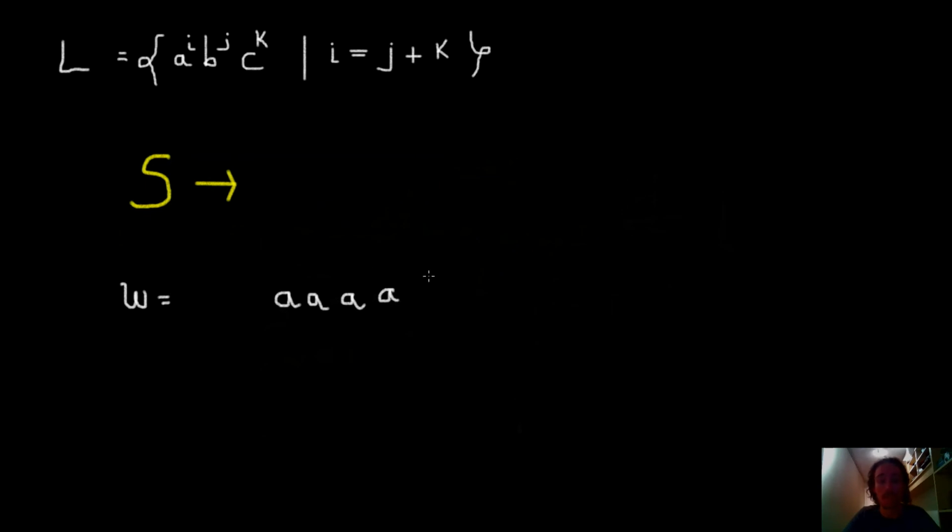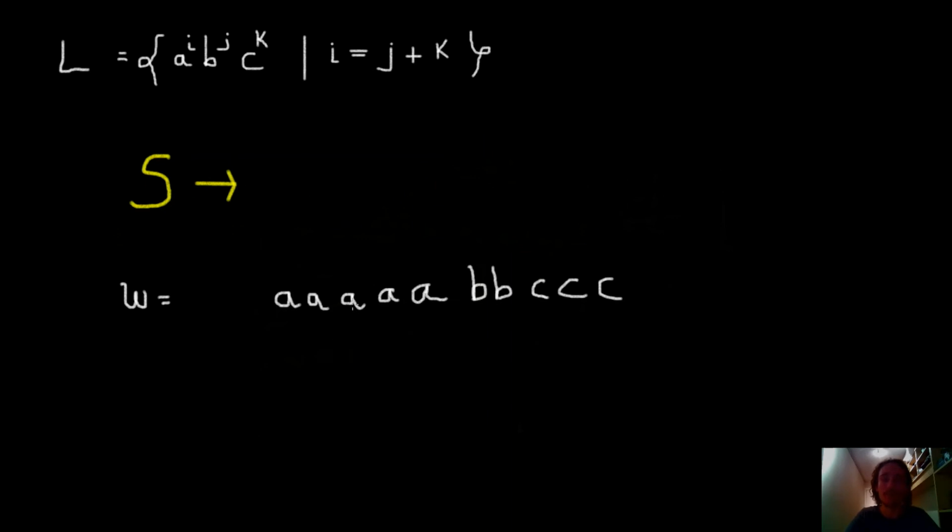Let's just say that I have 4 A's, then I have 3 B's, and then I have 1 C. To make this even more interesting, let's say that I have 5 A's, I have 2 B's, and then I have 3 C's. So how can I generate this word?